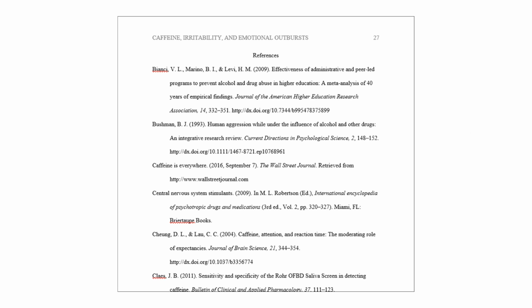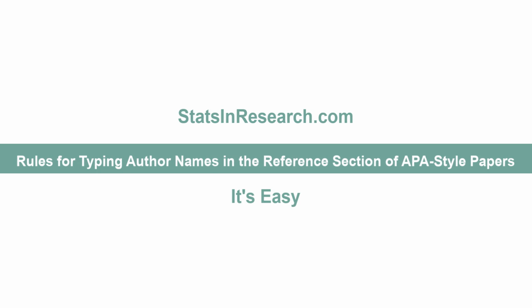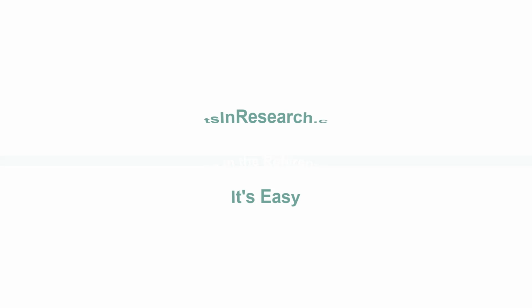How are you supposed to order the individual sources that make up the references section of a paper? How do you type the names of the authors for a paper that has 20 authors, or one that has none? Rules for typing author names in the reference section of APA-style papers. It's easy. Let's see how it's done.